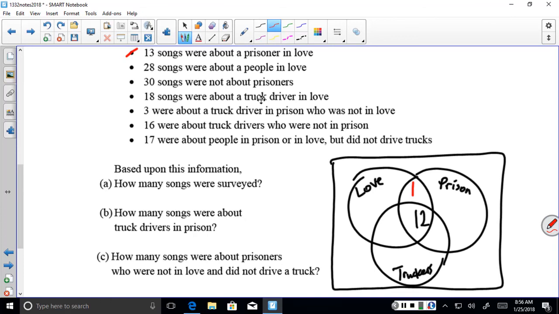18 songs were about a truck driver, so stop. We've narrowed it down to these 4. In love. So out of these 4, we've narrowed it down to these 2. We already have 12, so that leaves 6. Three were about a truck driver, so we've narrowed it down to these 4. In prison, so we've narrowed it down to these 2. But was not in love, so we narrowed it down to that 1.